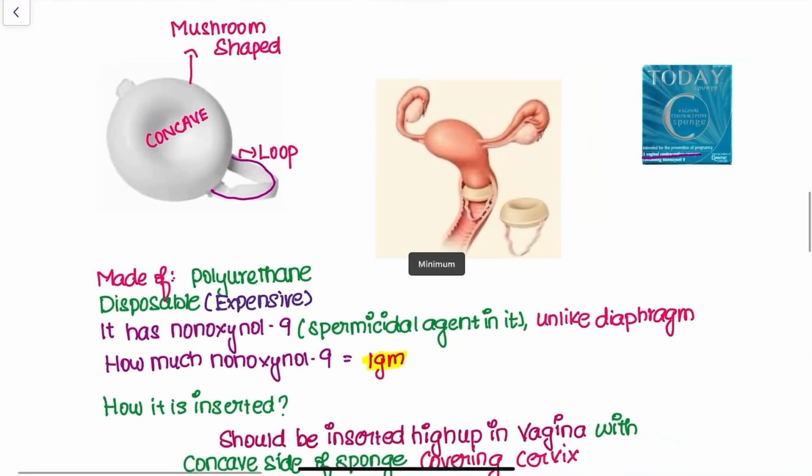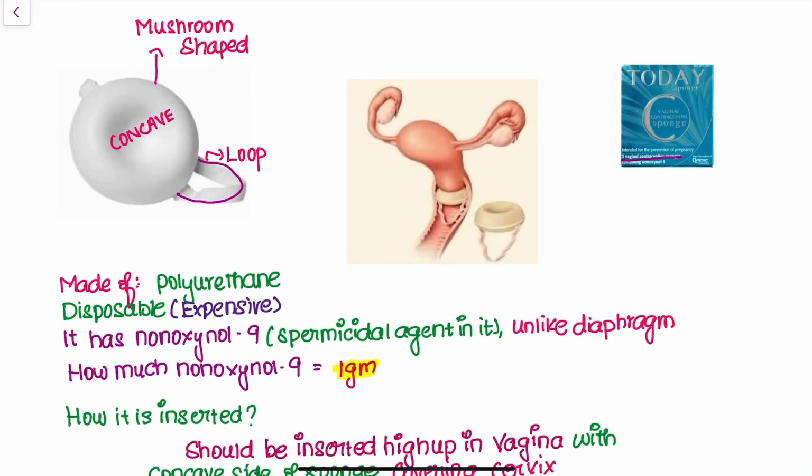As you can see here, three vaginal contraceptive sponges are present. Now this Today's sponge is made up of polyurethane, and the most important point to remember with respect to Today's sponge is that it is disposable. So Today's sponge is a disposable barrier contraceptive, made up of polyurethane, and at the same time it is also expensive.